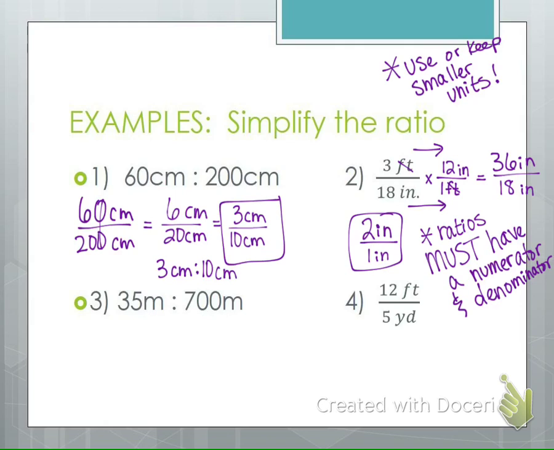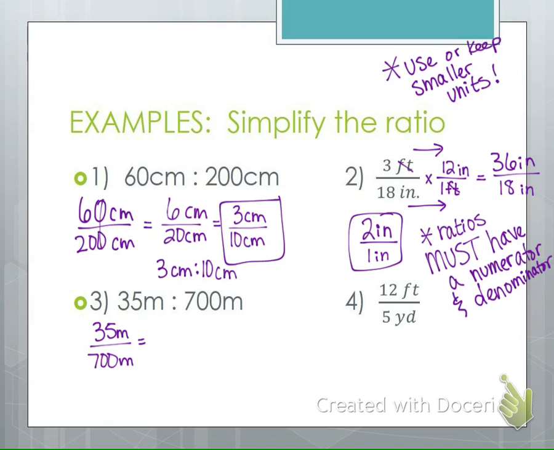I see some people shaking their heads. Yes, they sure do. They're both meters. So if our units match, we can move on and just start simplifying. Any thoughts about what 35 and 700 can both be divided by? 7. Good. That's a good place to start. I'm going to rewrite it as a fraction just because that makes it easier for me.